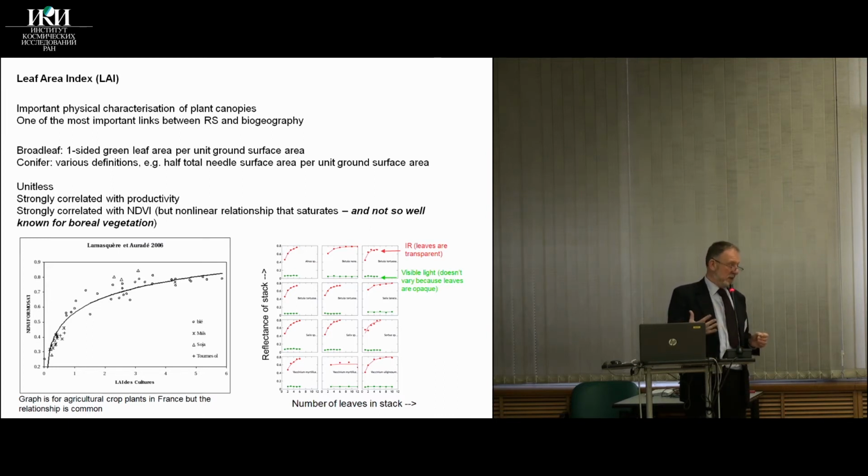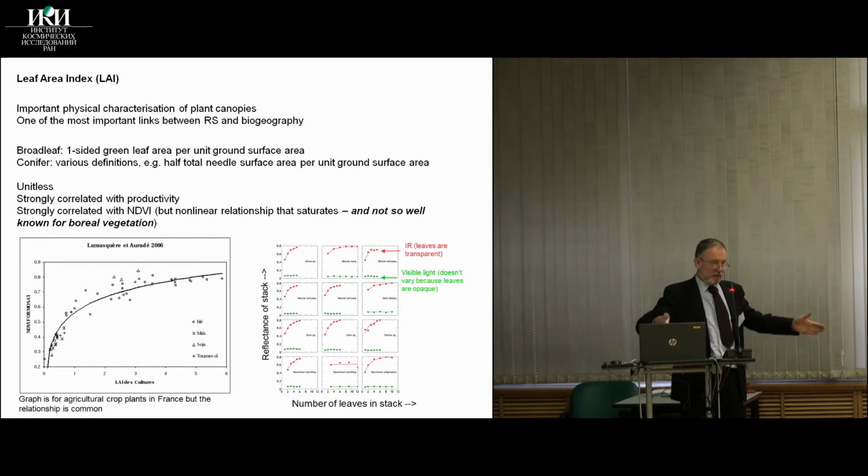For broadleaf vegetation, it's really obvious. Leaves are flat things. They have an area you can measure. You can put it down on a piece of paper and trace around it and measure the area. So a leaf has an area. It's got two sides, so it has two areas. It's one side. So it's the one-sided green leaf area per unit ground surface area.